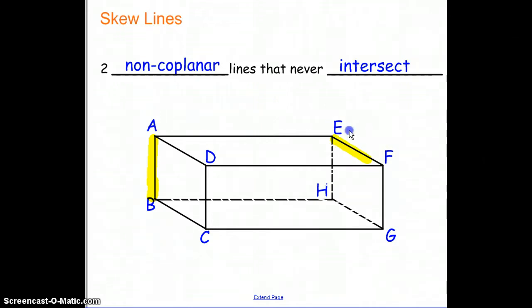But you could never drive a train on them. They're not like railroad tracks. They're not coplanar. So another set would be BH and FG. So I want you to pause the video and write down two more examples of skew lines.